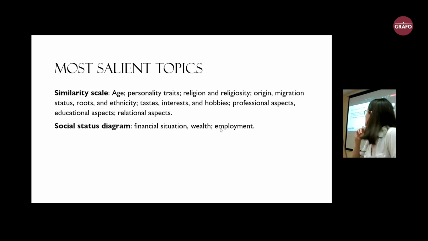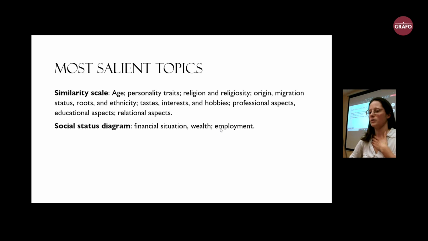And then in terms of the social status diagram, almost all participants but one mentioned the financial situation of the person and wealth, for example, both of the individual and their families, and employment as well, like the type of job they had, whether it's a prestigious job, whether they like the salary they earn, and so on. But here I thought it's also interesting to see that there were other issues that maybe were not cited by most participants, but that I thought were interesting.